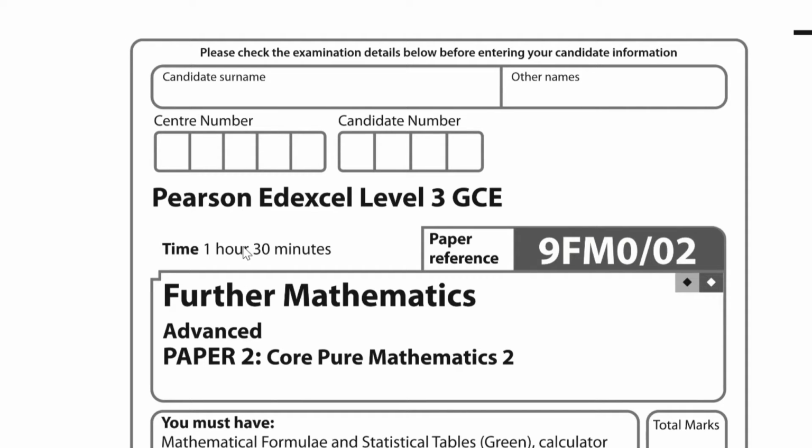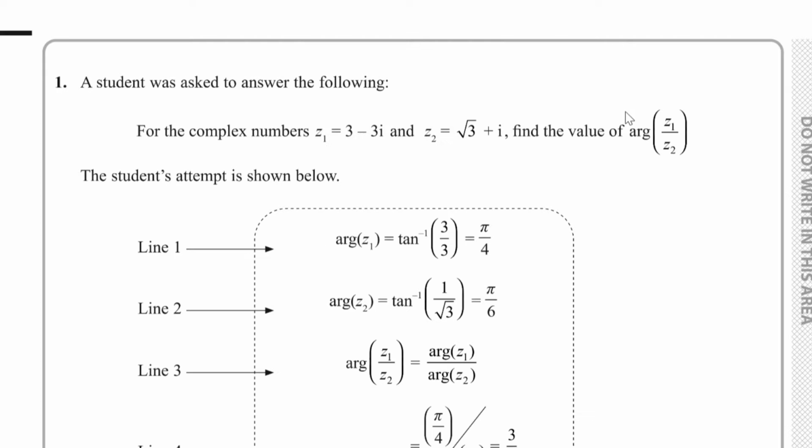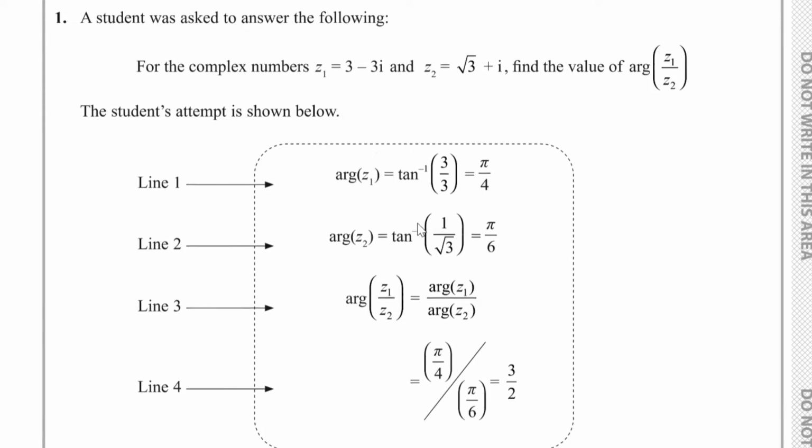This is the EdExcel A-Level Further Maths Paper 2, covering the core pure content, and it's from the June 2022 series. Question number 1. A student was asked to answer the following. For the complex numbers z1 equals 3 minus 3i and z2 equals root 3 plus i, find the value of the argument of z1 over z2, and the student's attempt is shown below.